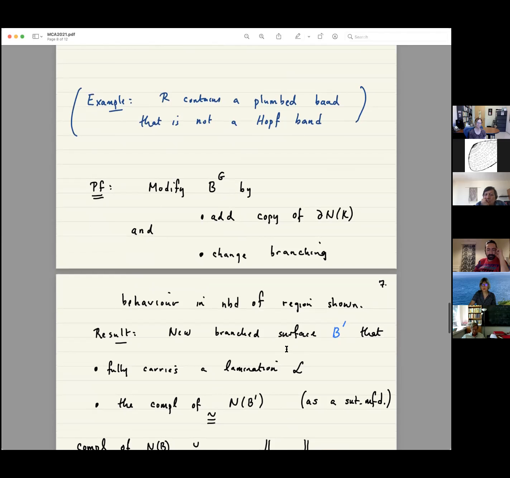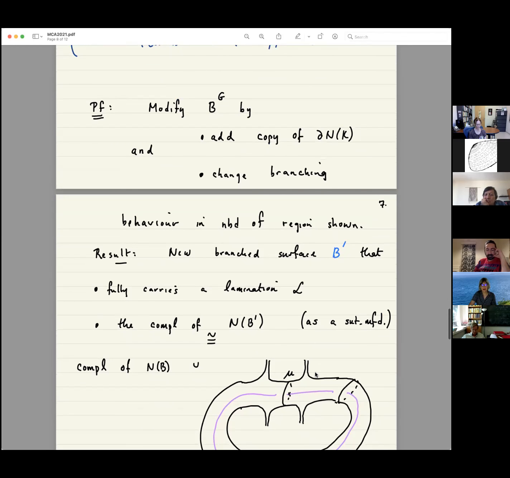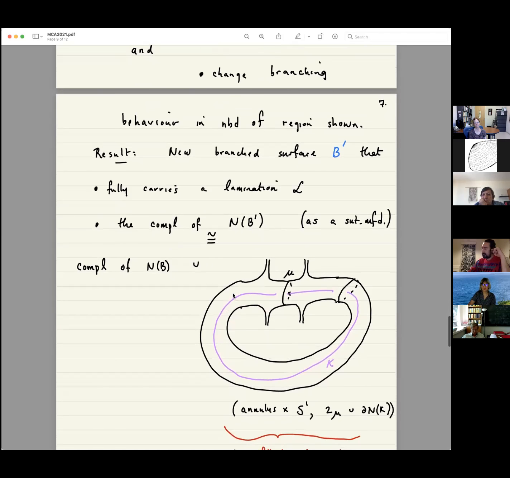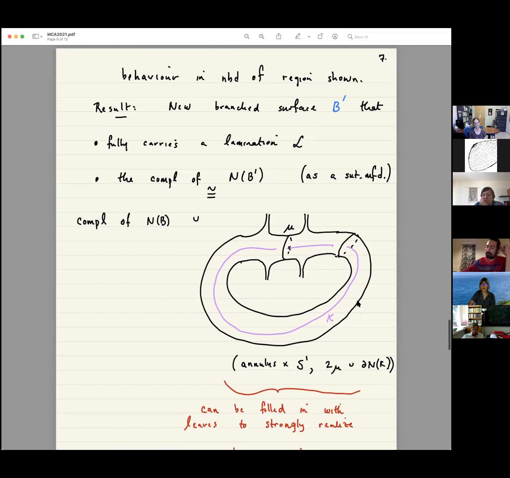And we're going to form a new branch surface B prime that fully carries the lamination L, and for which we know things are really, really nice, because the complement of this new branch surface is going to be almost exactly the complement of the branch surface we began with. And we knew that one had taut complement, unioned with one other region. This is going to be the region around the knot. And in our branch surface picture, we've modified it so that the original boundary parallel torus we added now has two meridional cusps.